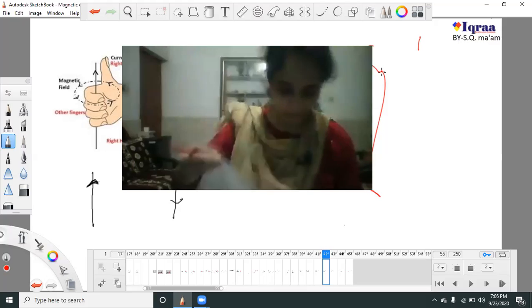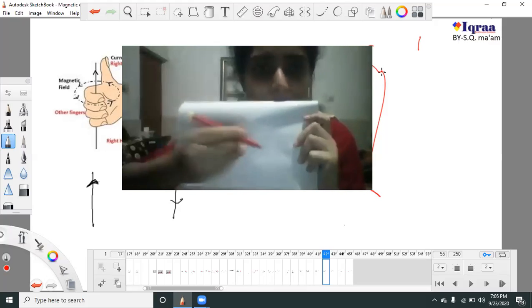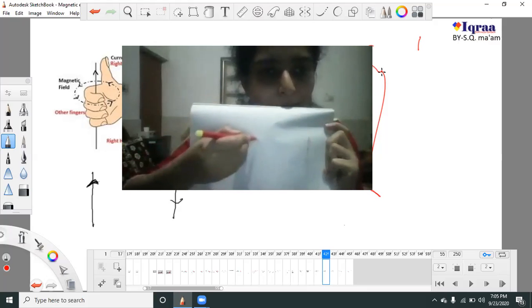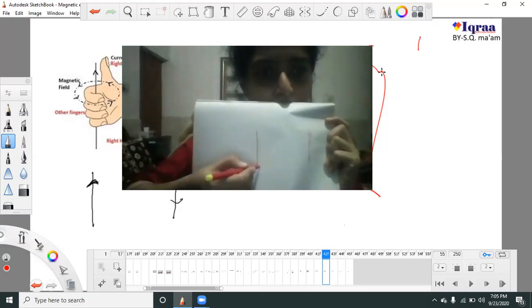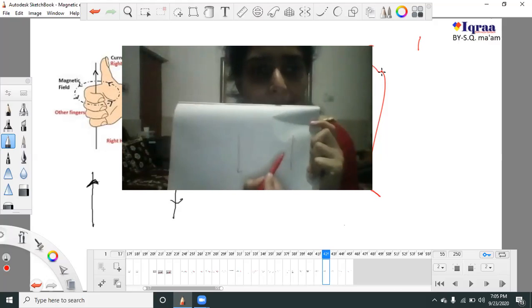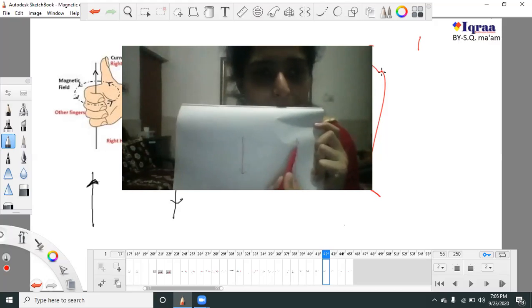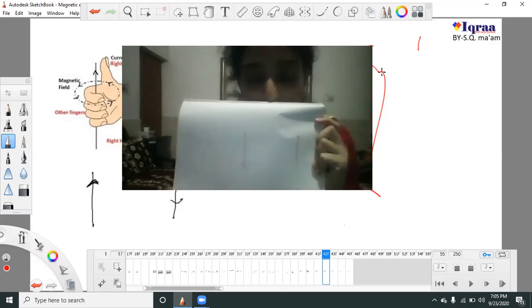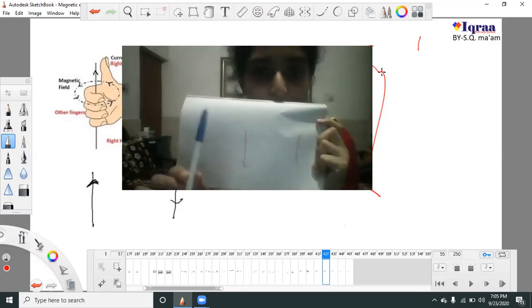This is my page, and this is my line. These two lines are showing two different electric currents: the direction of this one is upward and the direction of this one is downward. You don't need to worry about this, I'm just showing you a trick.